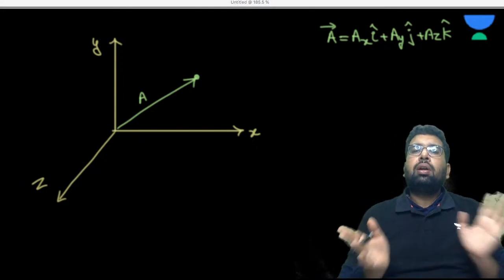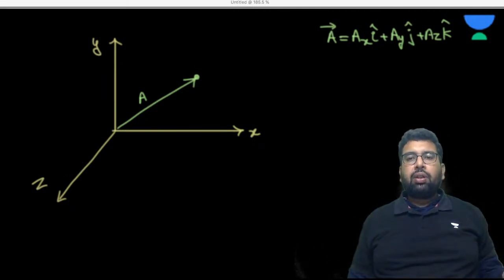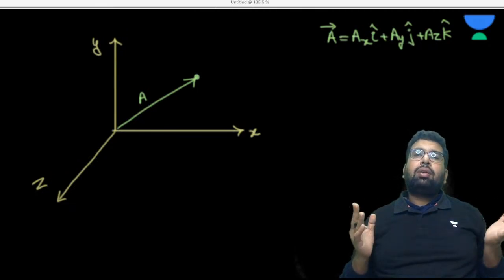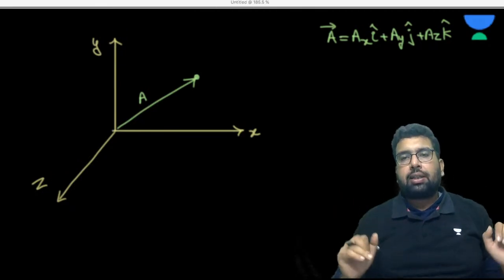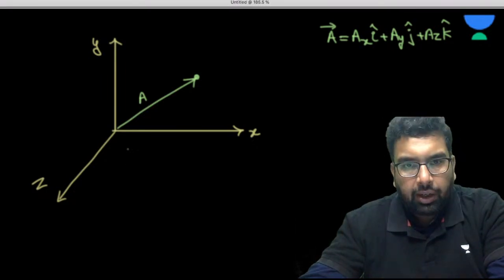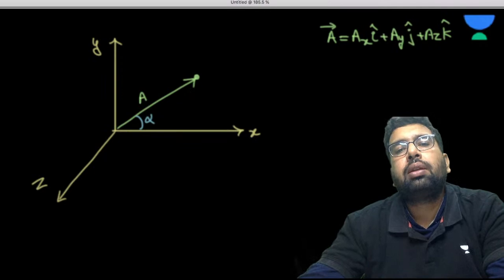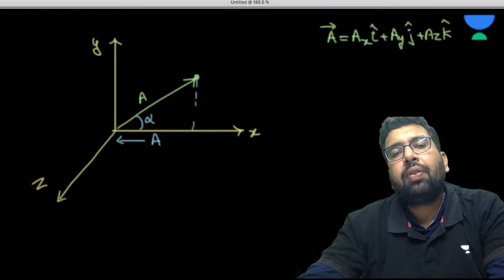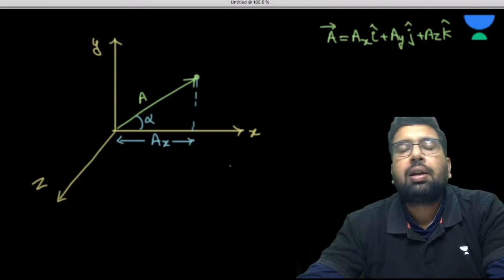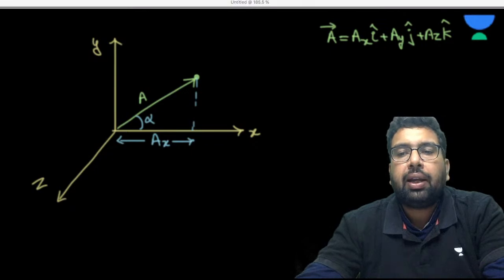We learned to see the angle between two vectors. Now I want to see what angle this vector is making with each of the coordinate axes. With respect to x, let's suppose this is alpha. Now what is this A_x? This is your A_x, the component of A in the direction of x.